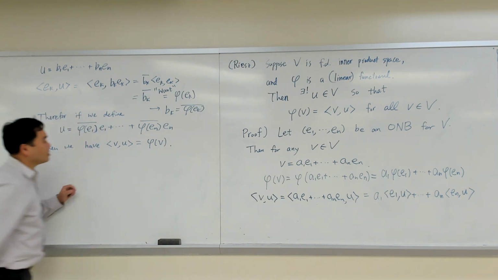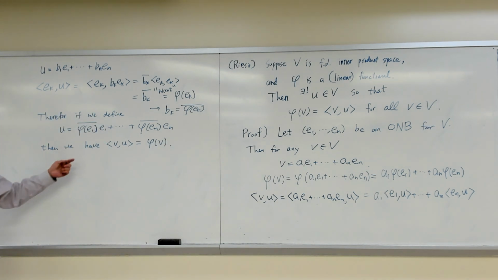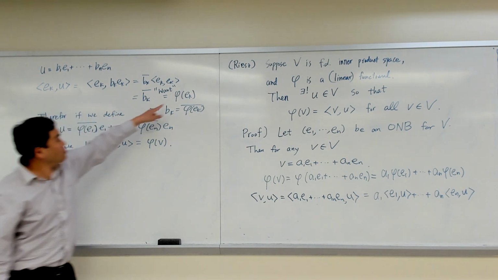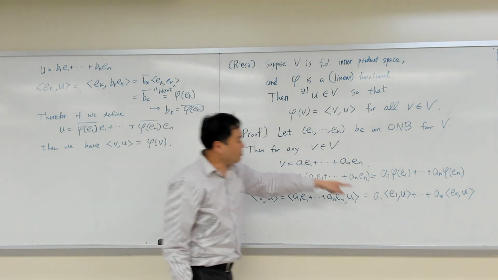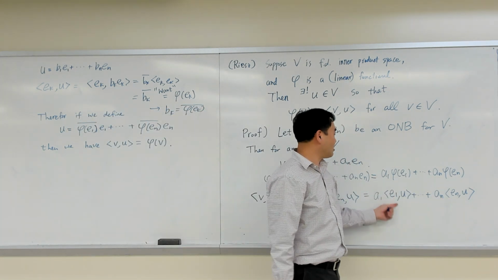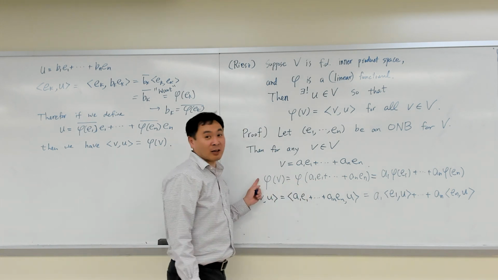Okay. That's going to work out because once you have that, then EKU is going to be equal to phi of EK, and if these are individually phi of EK, then that's equal to that, which is equal to that. Okay.